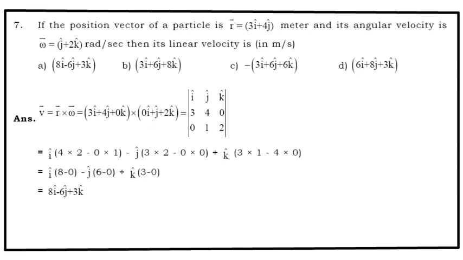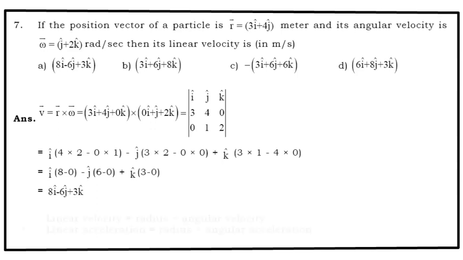i cap, omit that whole row and that column. What is left? 4, 0, 1, 2. So 4 into 2 minus 0 into 1. Second is minus j cap, omit that row and the column. So 3 into 2 minus 0 into 0. Last one is plus k cap, omit that row and the column. So 3 into 1 minus 4 into 0. So when I put all these values, I get V bar equal to 8i cap minus 6j cap plus 3k cap. Can you tell me which option is correct?